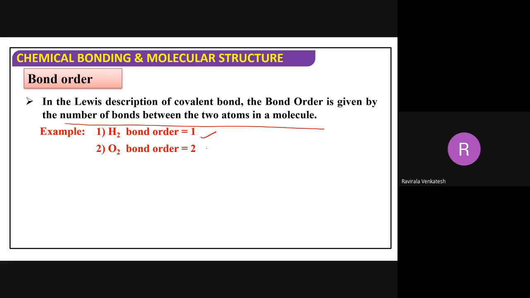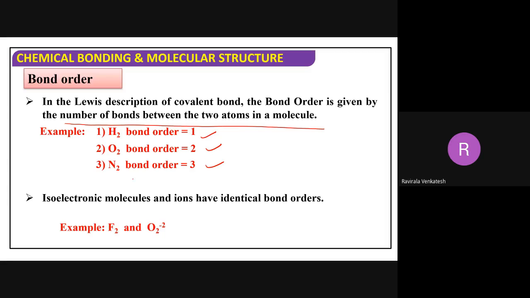Here, hydrogen is 1, oxygen is 2, nitrogen will be 3 like this. Isoelectronic molecules have identical bond orders. For example, you don't know F2 minus 2, correct or not?